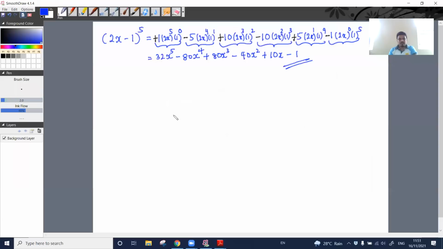For question number 5 part 1, this should be your final answer: 32x to the power 5 minus 80x to the power 4 plus 80x to the power 3 minus 40x squared plus 10x minus 1. Right. So this should be your final answer for question number 5 part 1.